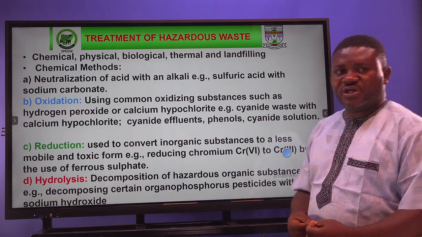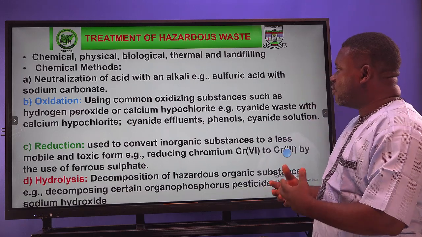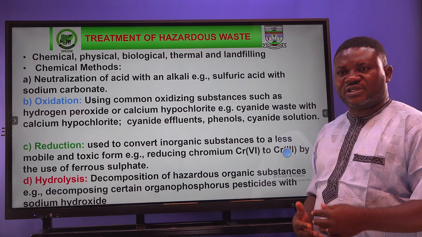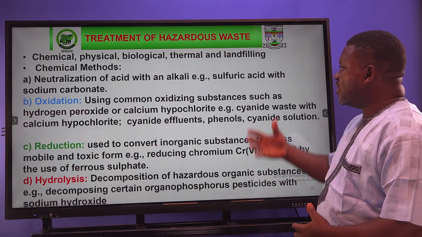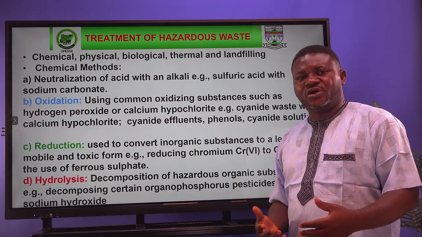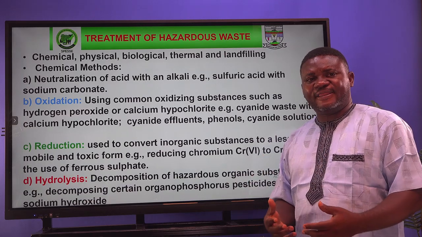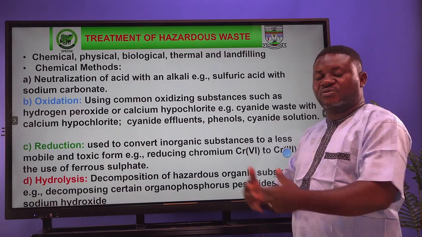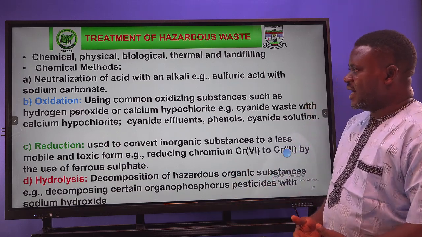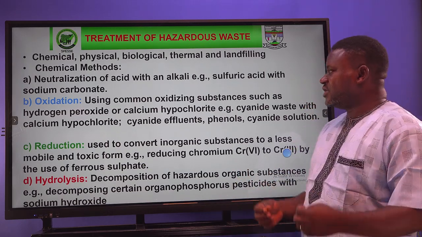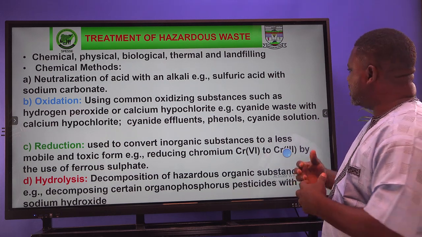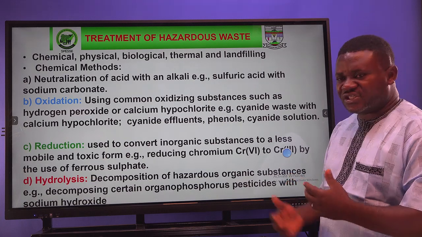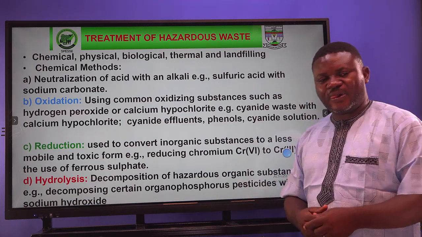The chemical has to do with neutralization of this waste with an alkali. You know that when an alkali reacts with an acid, it neutralizes the acid. So where the chemical is acidic in nature and you want to treat it or deal with it, you need to react it with an alkali. In doing so, the acid, which is the waste, for instance, is neutralized. And then we have oxidation. Here is using common oxidizing substances, such as hydrogen peroxide or calcium hypochlorite, to oxidize some of these harmful chemicals.